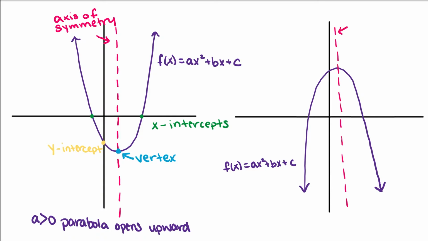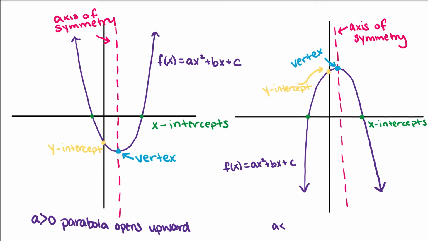So this parabola has an axis of symmetry, a vertex. At the top of the parabola, the highest point is our vertex, our y-intercept, where the parabola intersects the y-axis, and our x-intercepts, where the parabola intersects the x-axis. In this case, our a term is less than 0, or our a term is negative.